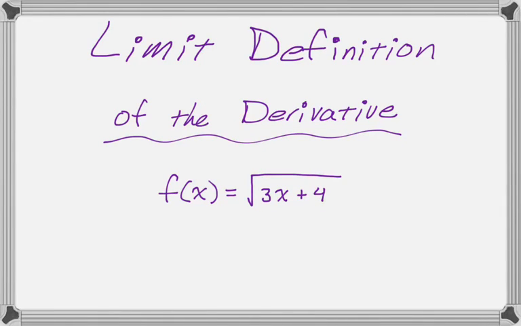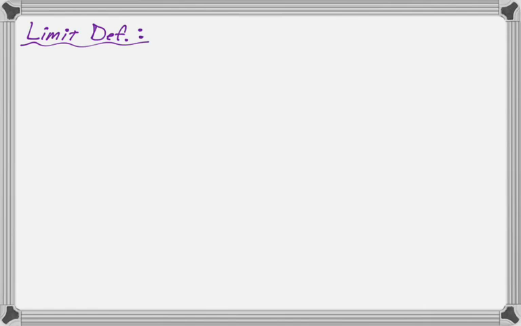Okay, in this video we're going to use the limit definition of the derivative to find the derivative of f of x equals the square root of 3x plus 4. So let's get started. First of all, you definitely need to know the limit definition. That says that f prime of x is equal to the limit as h approaches 0 of this difference quotient. So it's f of x plus h minus f of x divided by h.